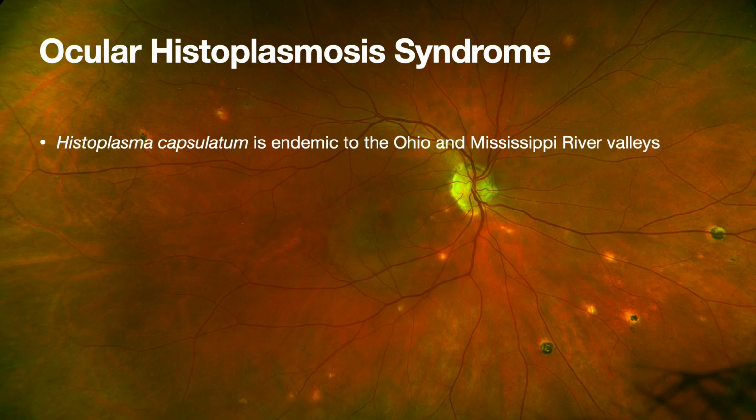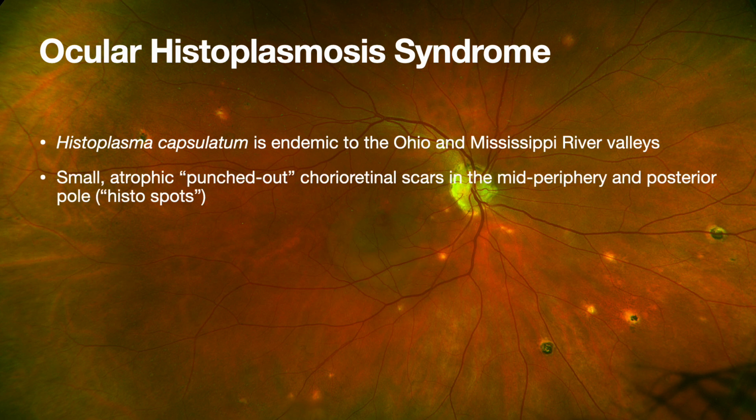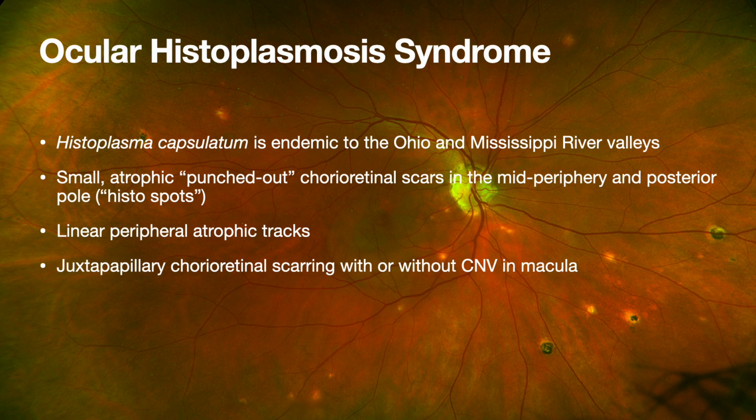Let's talk about other causes of CNV. This patient of mine with histoplasmosis. It's endemic in the Ohio and Mississippi River valleys. Punched out lesions, linear peripheral atrophic tracts, what are those called, Schlegel's lines or something like that. Or maybe that's related to multifocal choroiditis. Don't quote me on that one. Let's just scratch that one.